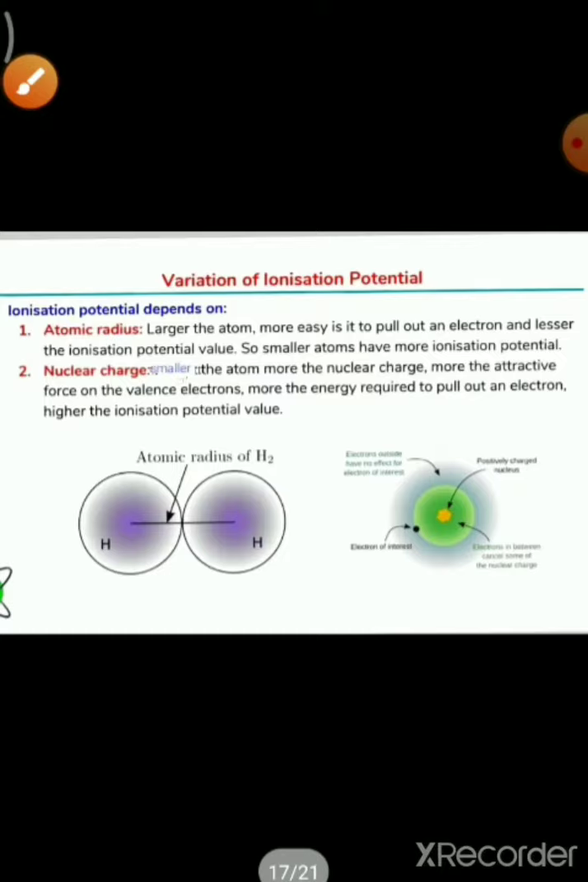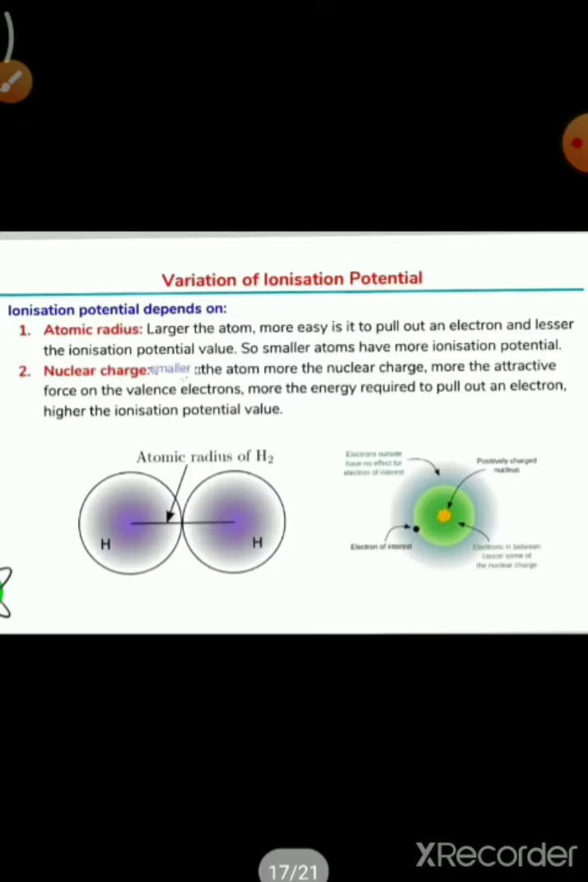Smaller the atom, more the nuclear charge, more the attractive force on the valence electrons, more the energy required to pull out an electron. Like this way, higher the ionization potential value.